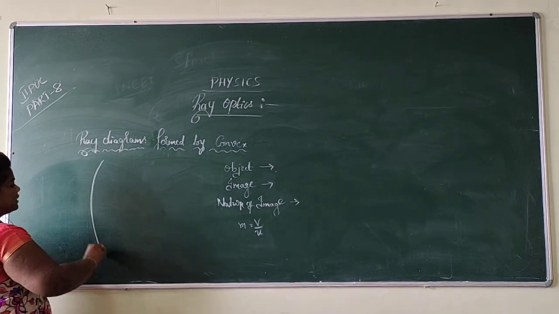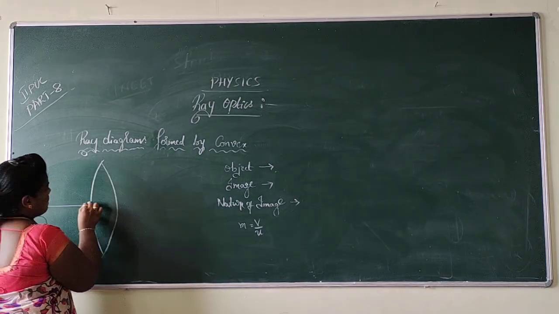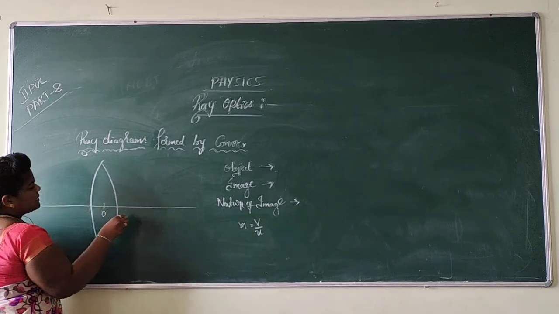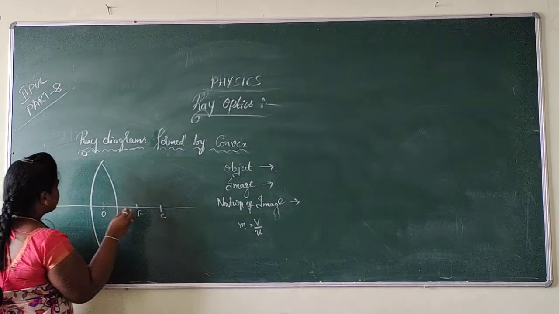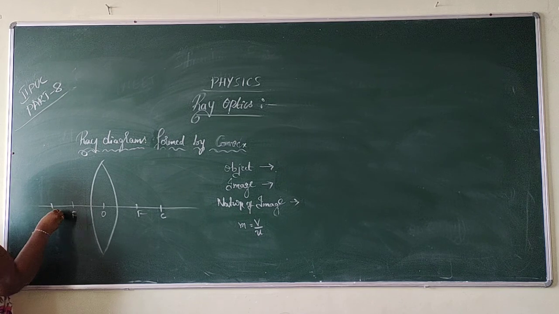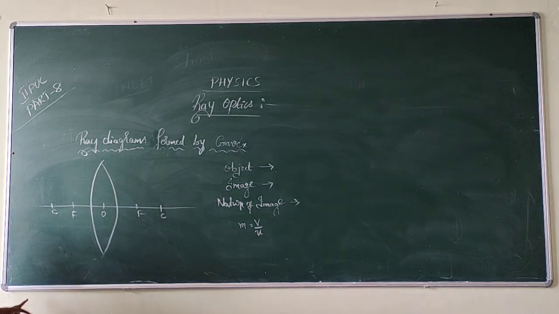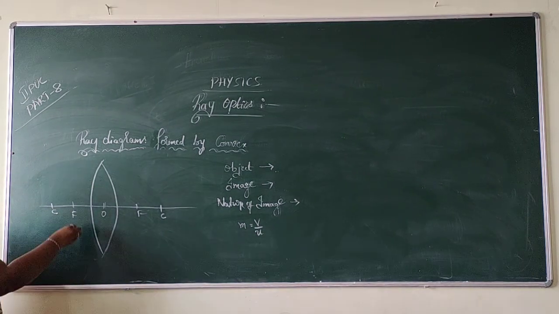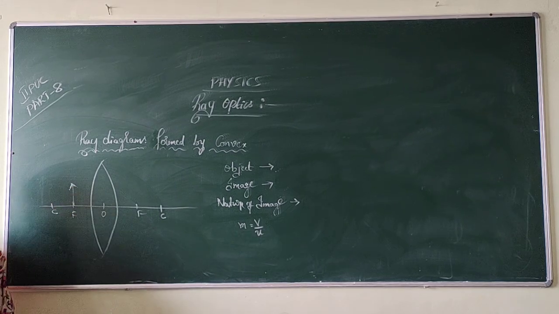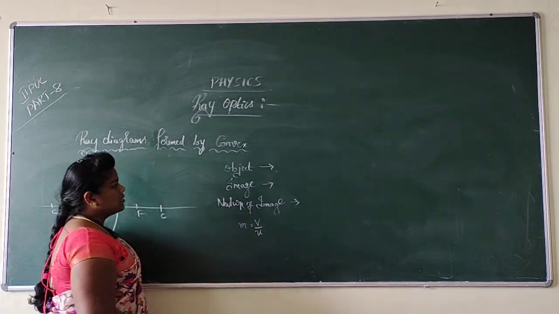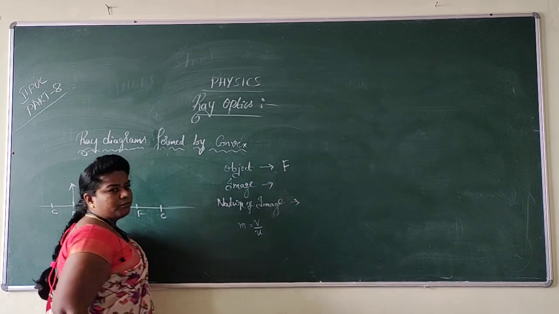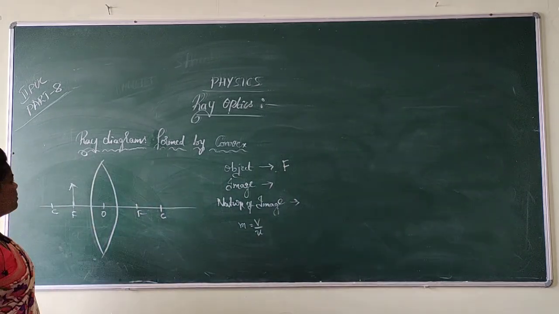Now let us discuss the other 2 cases which are present. I am using a convex lens with optic center, principal focus and also the center of curvature. Dear students, I am going to place an object exactly at principal focus. Where is the object? Object is at principal focus. So what happens now, let us observe.